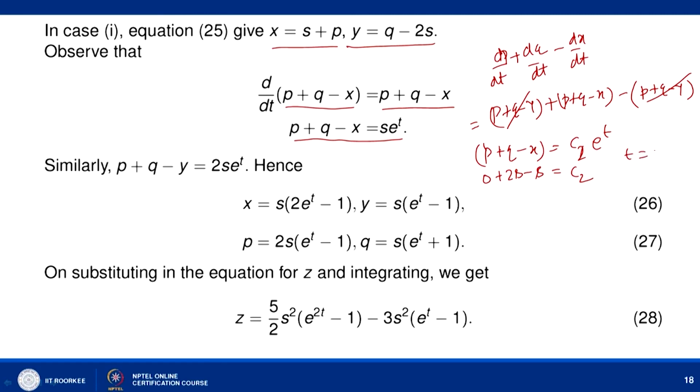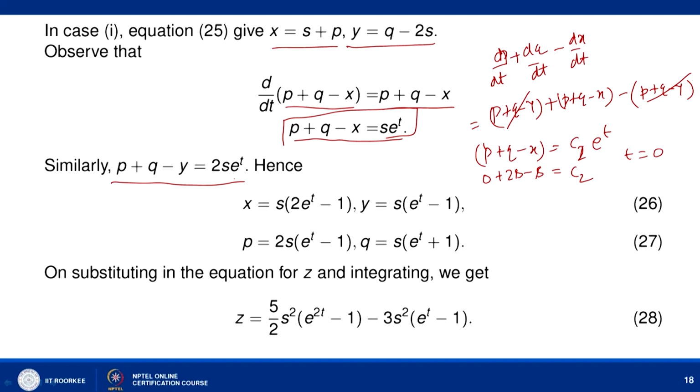So at t equal to 0 your initial conditions are given like this. So here you can say that c2 is s. So we can write p plus q minus x equal to s e to power t. Similarly, we can find out the value of p plus q minus y, and it is coming out to be 2s e^t. So, that also you can find out.